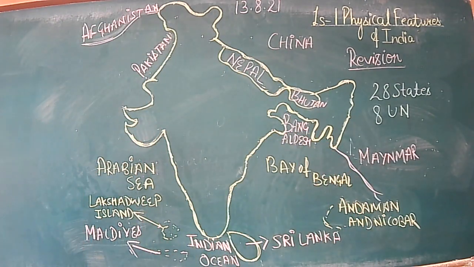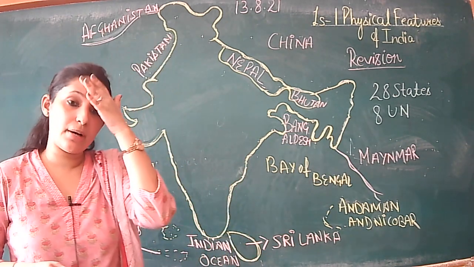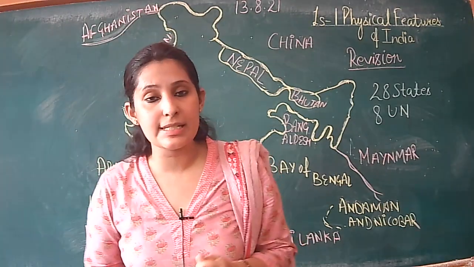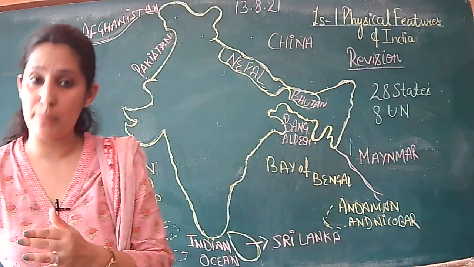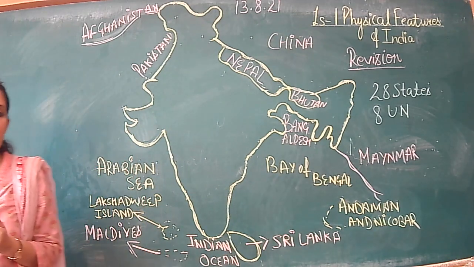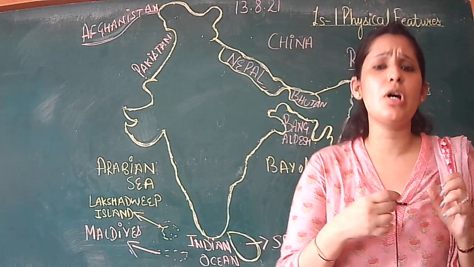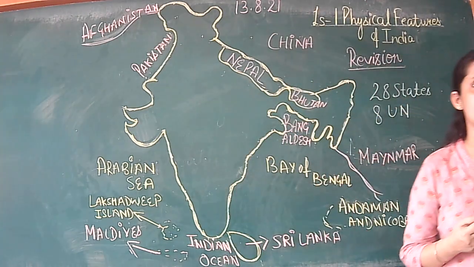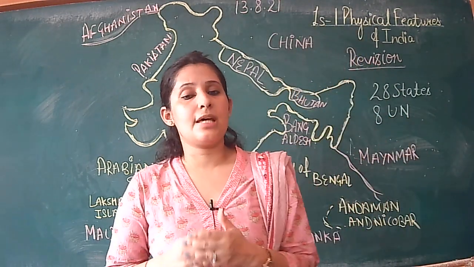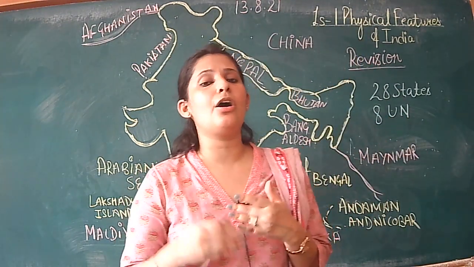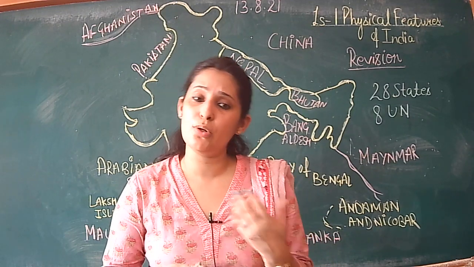Now next we will talk about the physical features. Now we'll talk about the physical features of India. So as you know, the land surface varies from place to place, and it is not the same everywhere. Somewhere we have mountains, somewhere we have a desert area or the plateaus or the plains. So that varies from place to place.